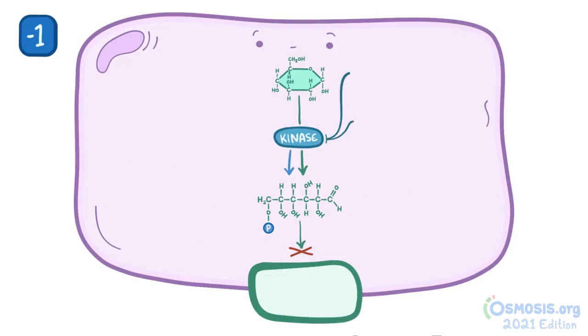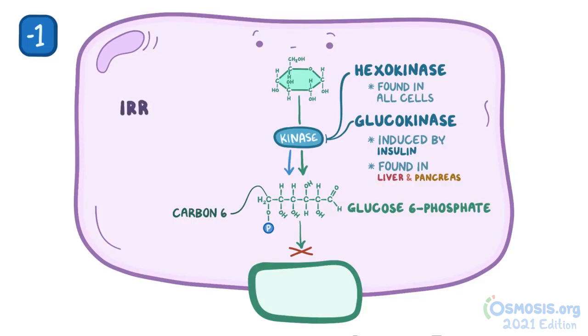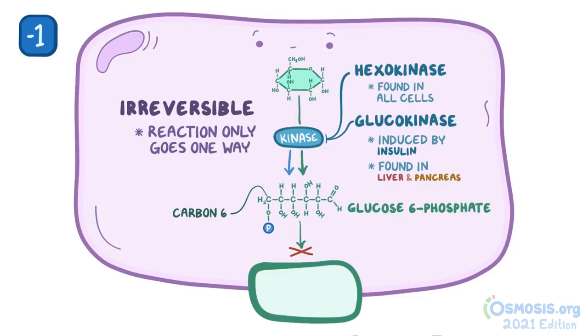Specifically, there are two enzymes called hexokinase and glucokinase, and they both add a phosphate group to the 6th carbon in the glucose molecule, turning it into glucose 6-phosphate. Both enzymes pretty much do the same thing, but hexokinase is found in all cells, whereas glucokinase, like glucose transporter 2, is induced by the presence of insulin, and is found in the liver cells and the beta cells of the pancreas. This first step is irreversible, meaning that the reaction can only go in the glucose to glucose 6-phosphate direction, and not vice versa.